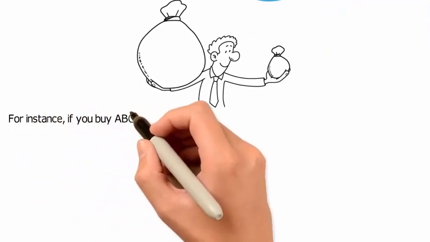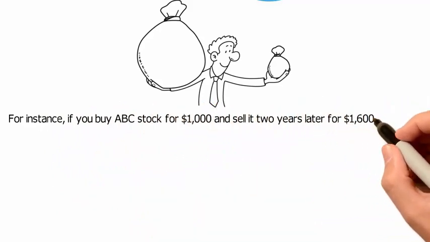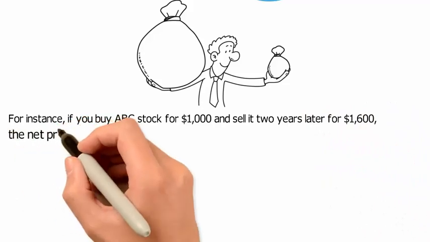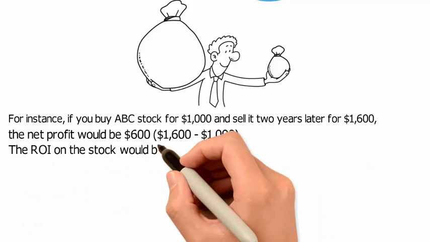For instance, if you buy ABC stock for $1,000 and sell it 2 years later for $1,600, the net profit would be $600. The ROI on the stock would be 60%.